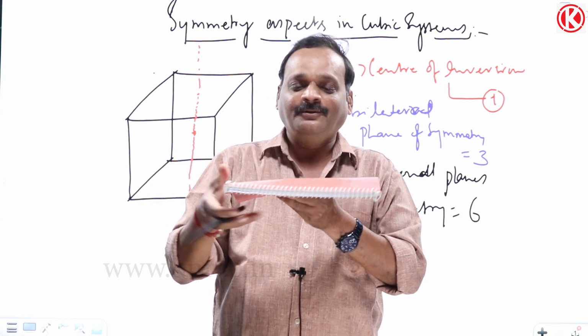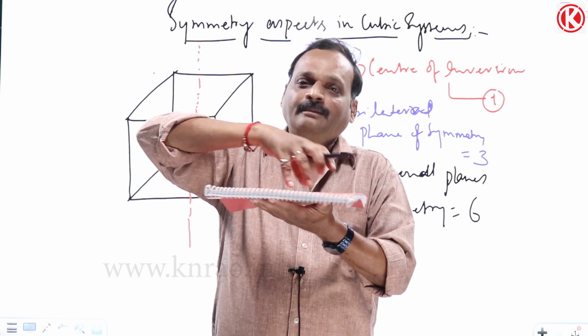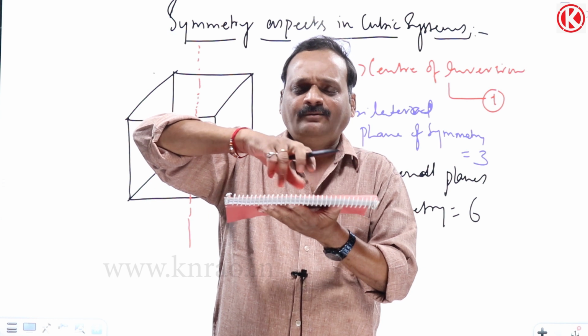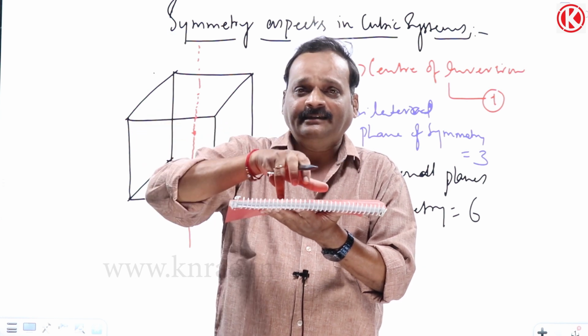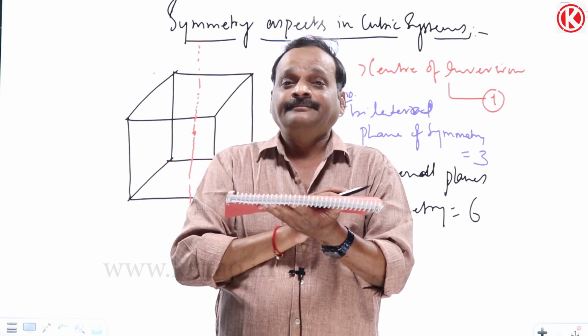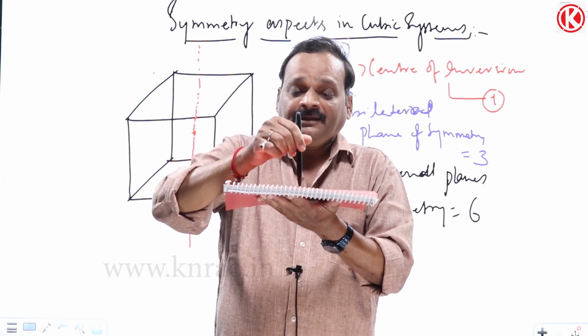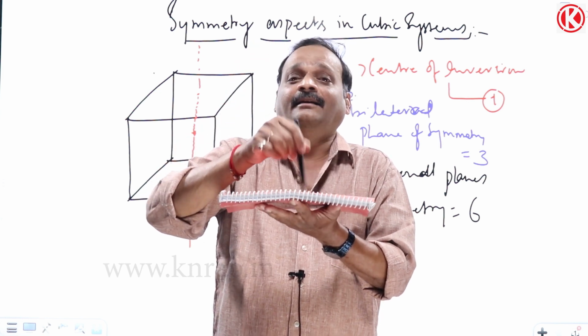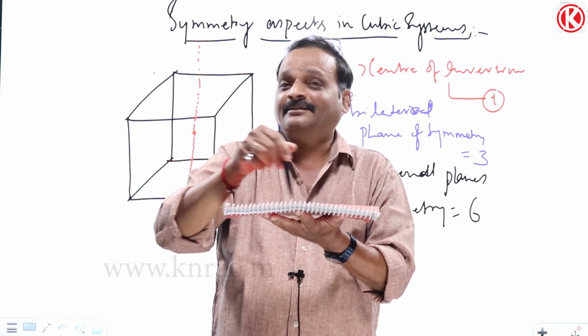If it is really a cube, it appears the same as before, just like a matchbox you take. Though it's not a cube, you rotate it through 90 degrees. If it is a cube, you will not realize that I have rotated it. So one operation, what is that operation? Rotation. Rotation through what angle? 90 degrees, not 75 degrees or 95 degrees.